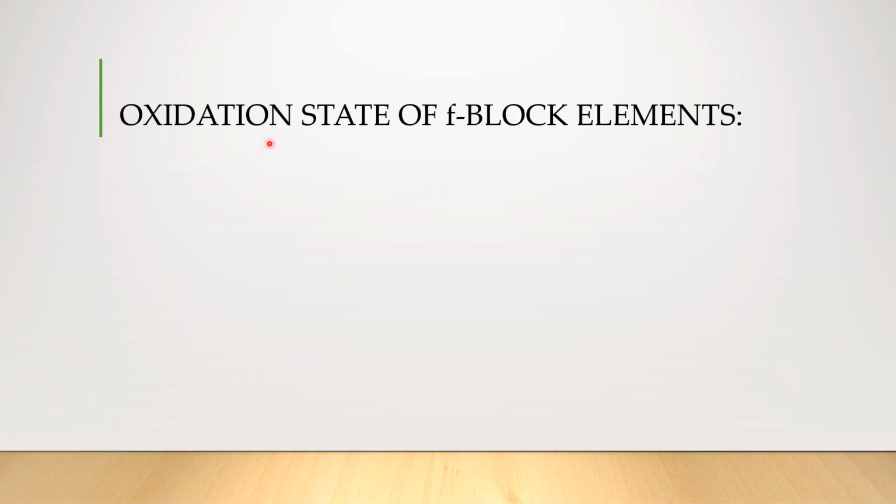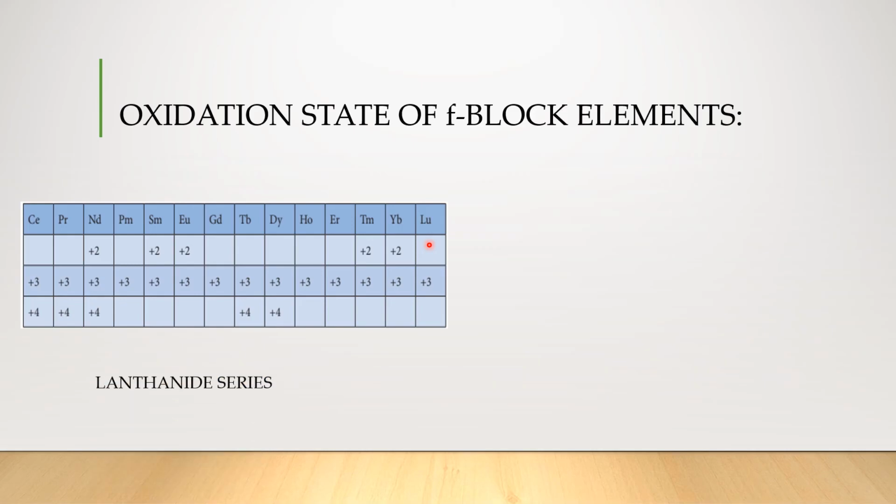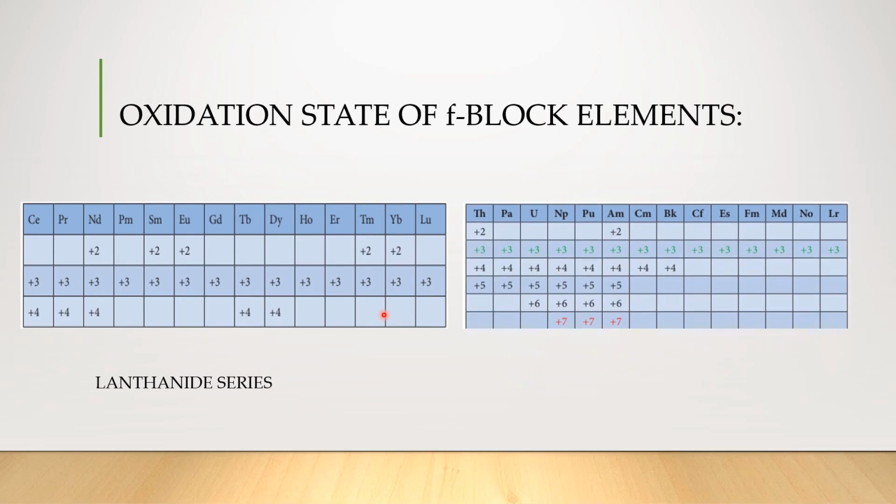And the next one, we are going to see the oxidation state of F block elements. This is the lanthanide series, and these are the oxidation states. The common oxidation state is +3. We know that F block elements exhibit variable oxidation states, and some elements show variable oxidation states, but the common oxidation state is +3. And this is the actinide series. The common oxidation state in the actinide series is also +3, and some show variable oxidation states. Please note it.